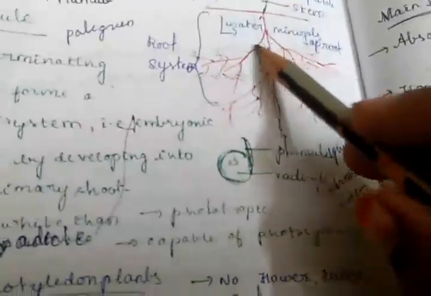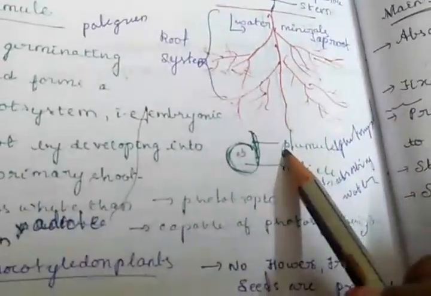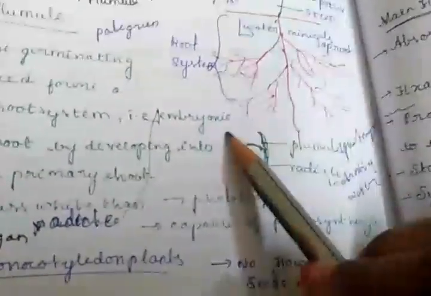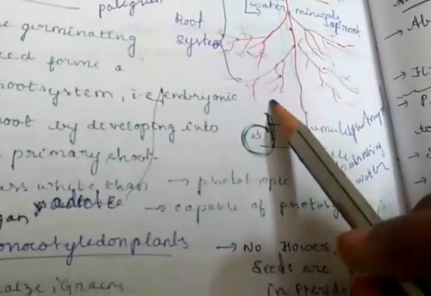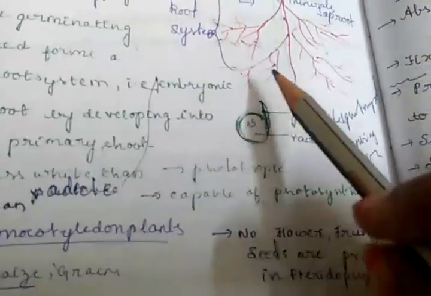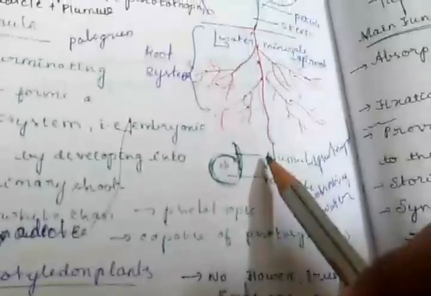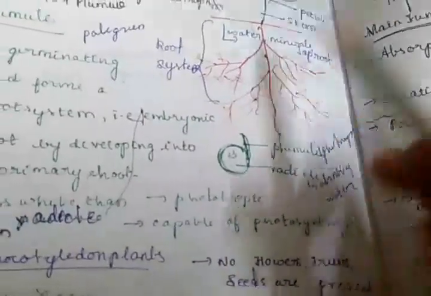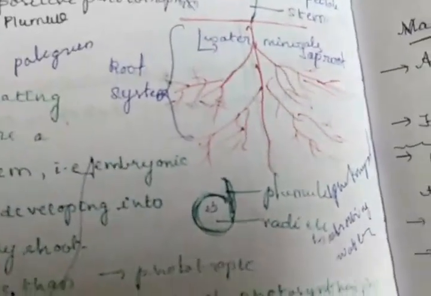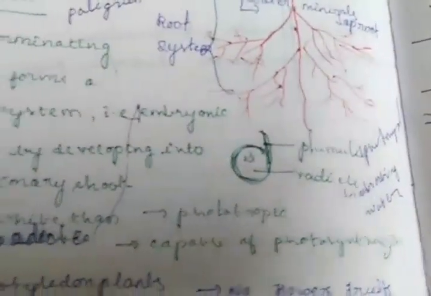Later it bears lateral roots of many orders. The primary root is called first order root, the lateral roots are second order roots, also called secondary roots, and the laterals from these are tertiary roots, third order. Okay, from the primary root we get the secondary root, and from the secondary root we get the tertiary root, the branches of the primary root. Okay, simply. This is called the taproot system.